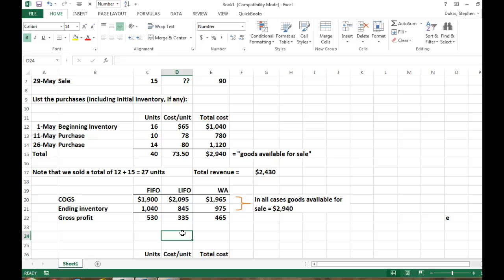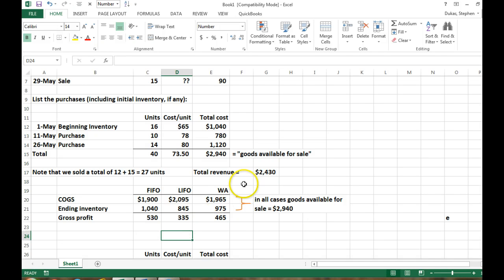Notice cost of goods sold under LIFO is higher. Cost of goods sold under FIFO is lower. Ending inventory under LIFO is lower. Ending inventory under FIFO is higher. Gross profit under LIFO is lower. Gross profit under FIFO is higher. It makes sense because prices are rising. FIFO assumes you're selling from the low-cost stuff when prices are rising, because that's the earliest purchases. Since cost of goods sold is lower under FIFO, gross profit will be higher.